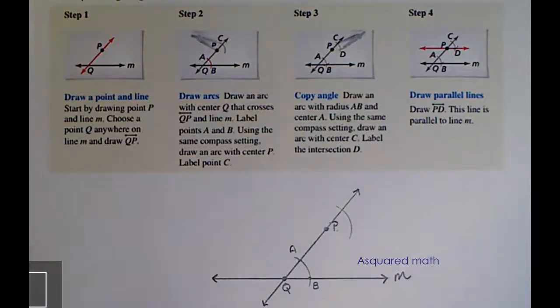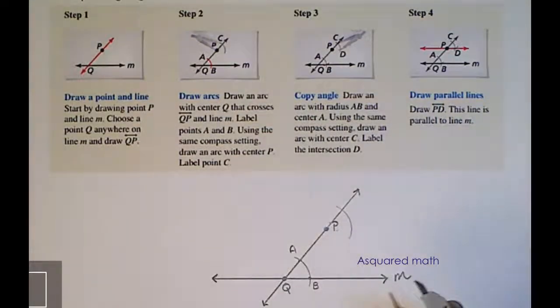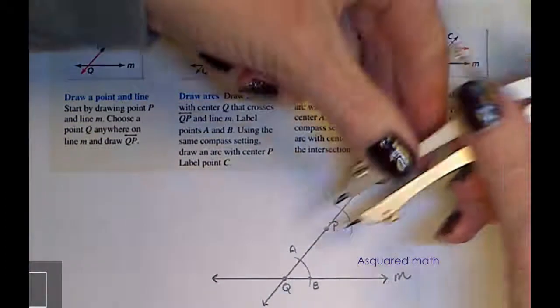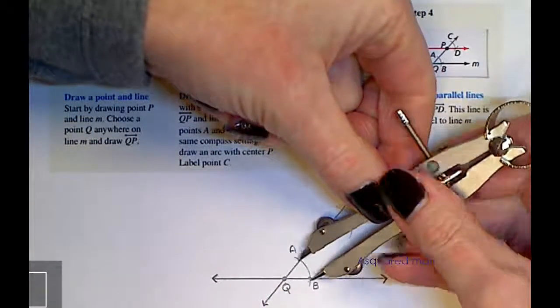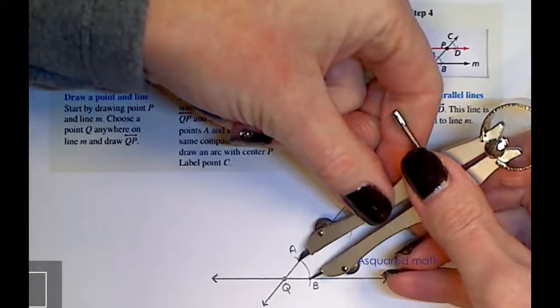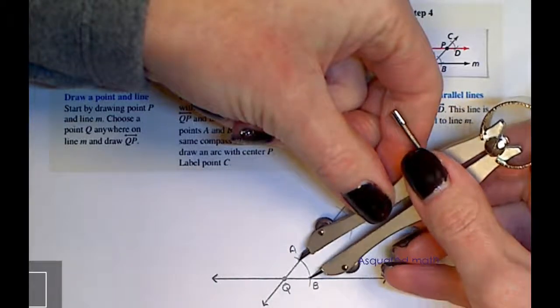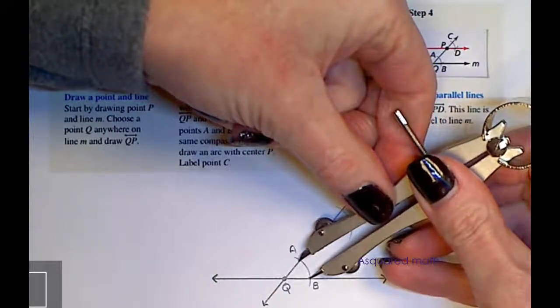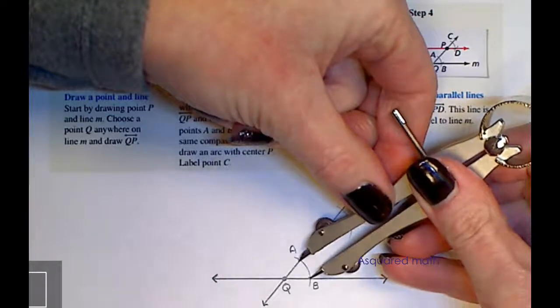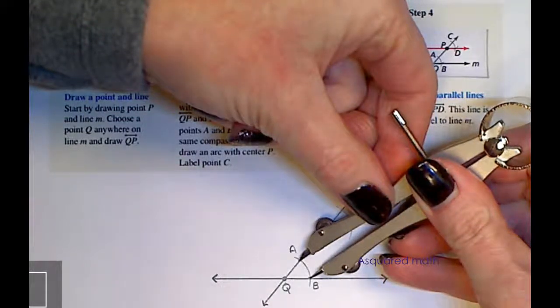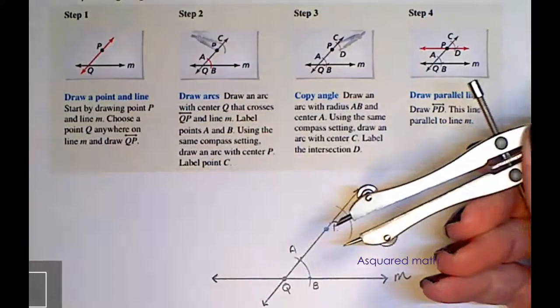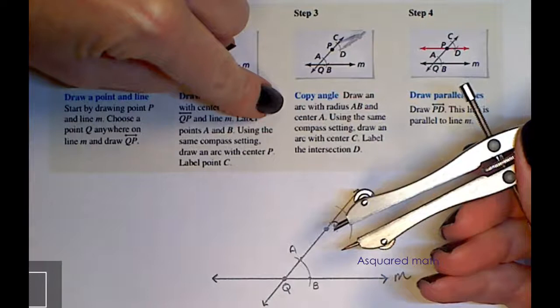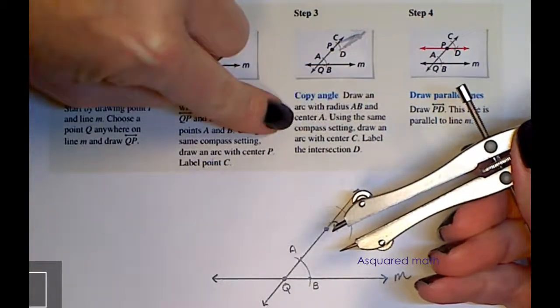Step 3, draw an arc with radius AB and center A. So I have to take my compass and expand it or contract it so that we have this radius. The tip of my compass and the pencil are the distance from the center point of A to the center point of B, and that's going to be our radius. So that's the radius it's talking about right there.